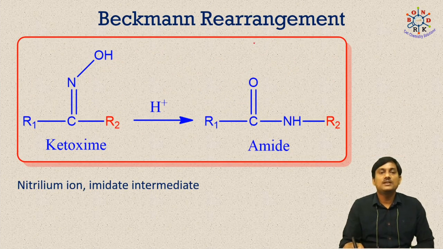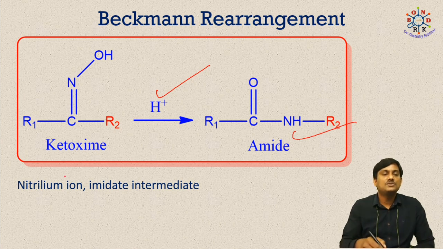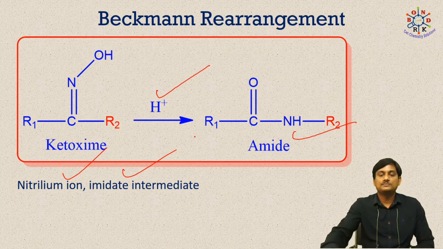Beckmann rearrangement. Keto oximes exhibit Beckmann rearrangement. This rearrangement takes place in acidic condition. Finally, you will get an amide. In this rearrangement, you will get nitrilium ion and imidate intermediates. So, from keto oximes, you can prepare amides.